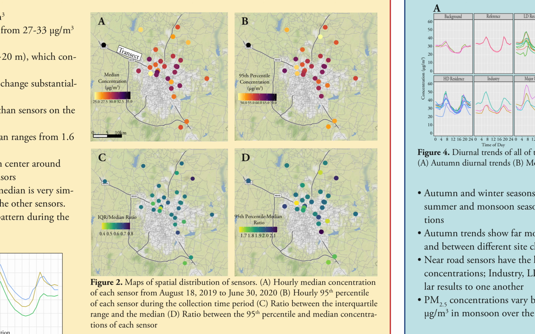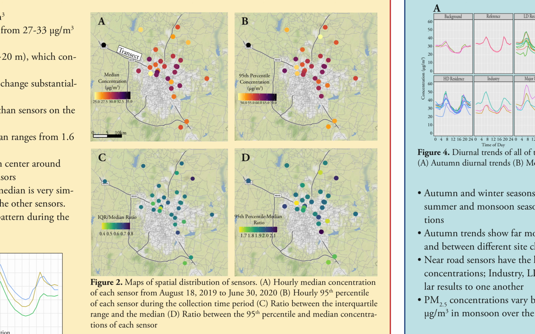95th percentile values range from 45 to 75 micrograms per cubic meter, which is 4 to 7 times the WHO levels. The sensors on the outskirts generally showed a lower concentration of both the median and the 95th percentile, indicating an urban influence of sensors in the urban core. The exception is the sensor on the far west, which is within 50 meters of a major road.